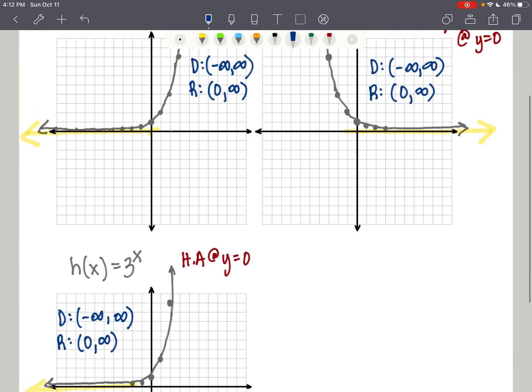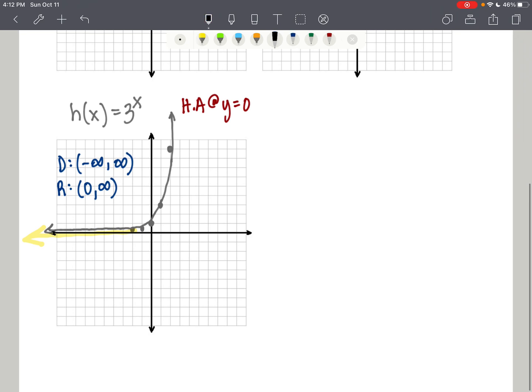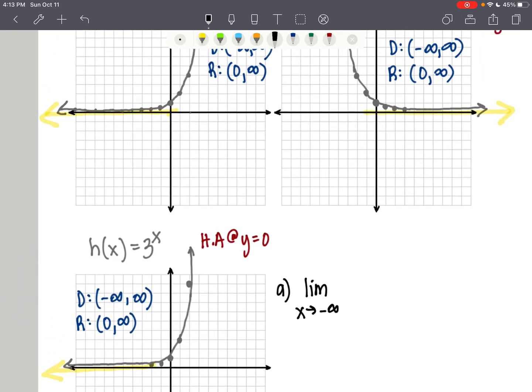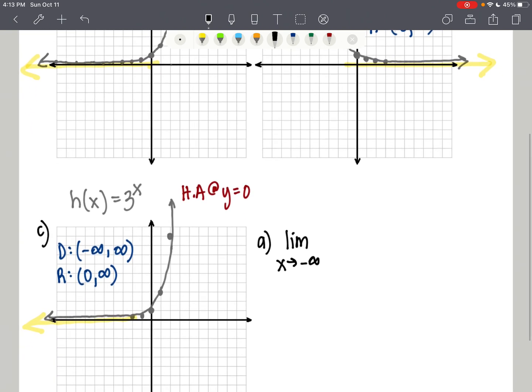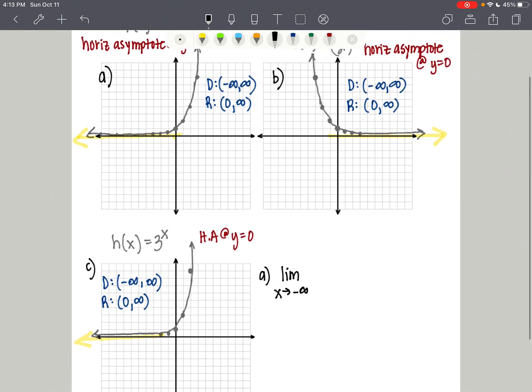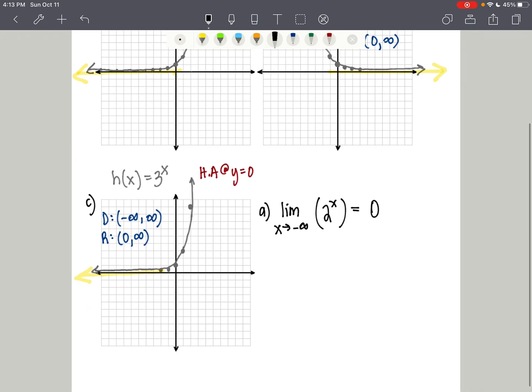All three of them have a horizontal asymptote at y equals 0. We know that horizontal asymptotes are another way to say the limit. So we have graphs a, b, and c. When we're looking at the graph for a, the limit as x approaches negative infinity of 2 to the x power is equal to 0. And that's because as x gets really, really large negatively, our function value is getting closer and closer to 0.